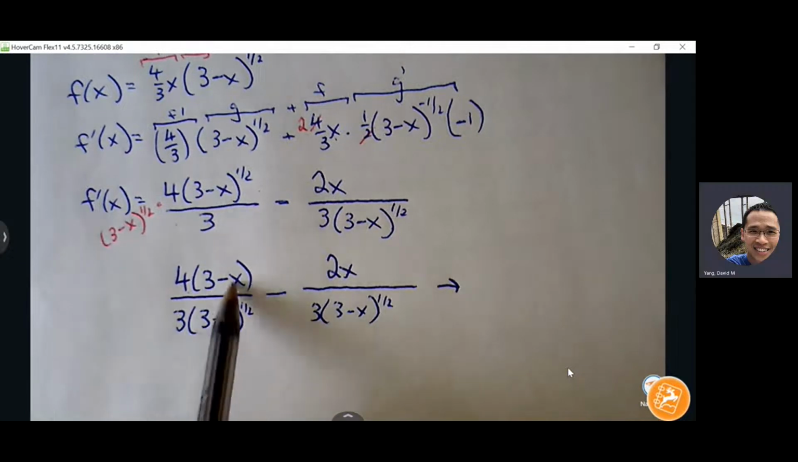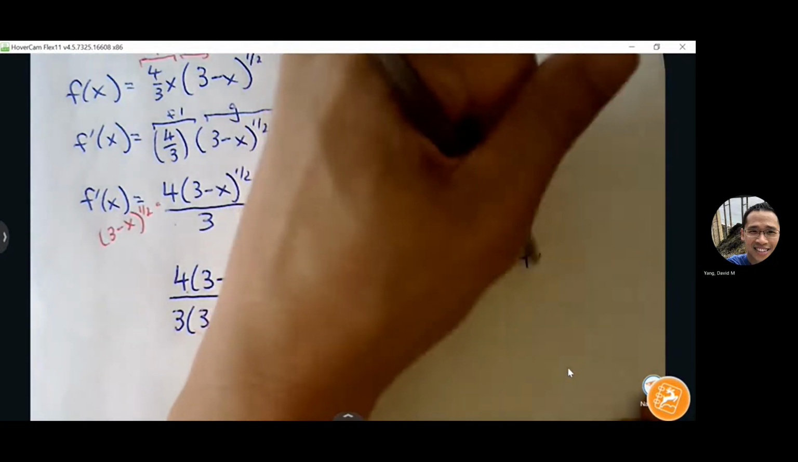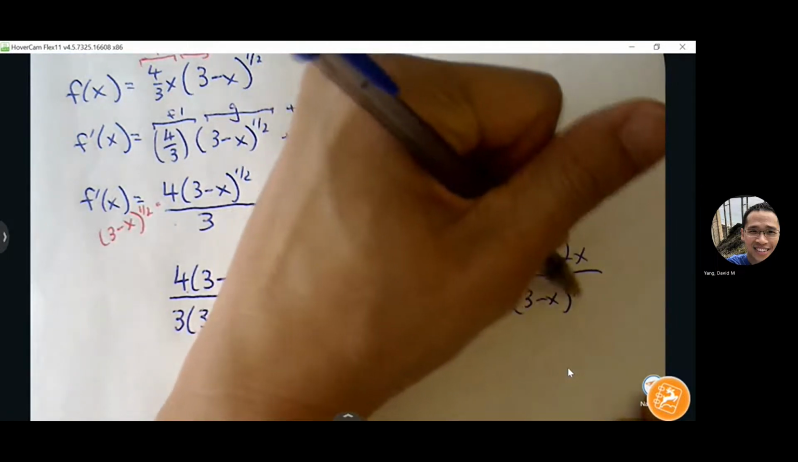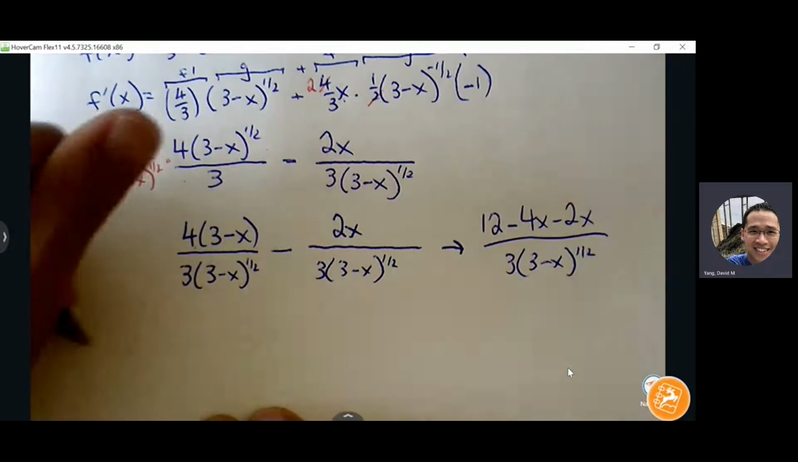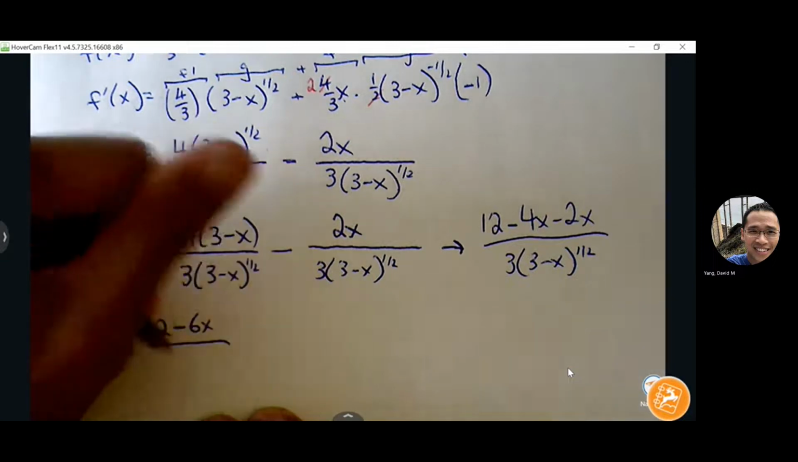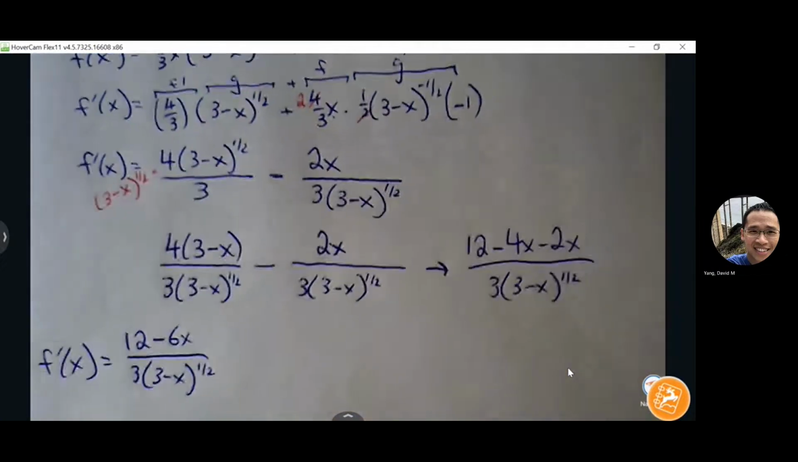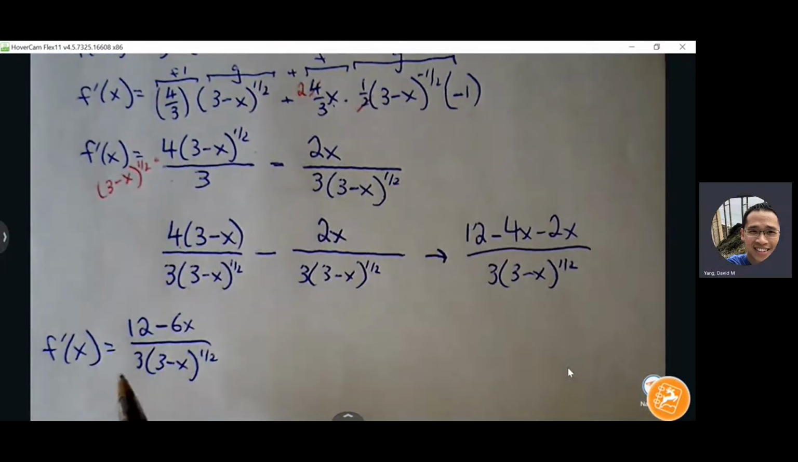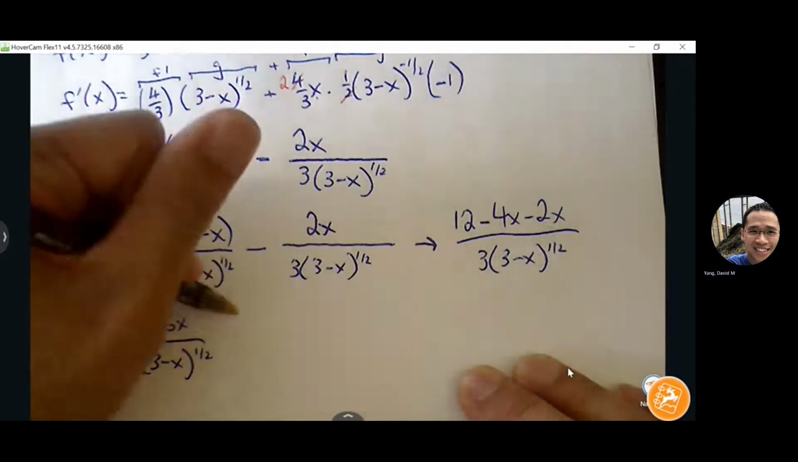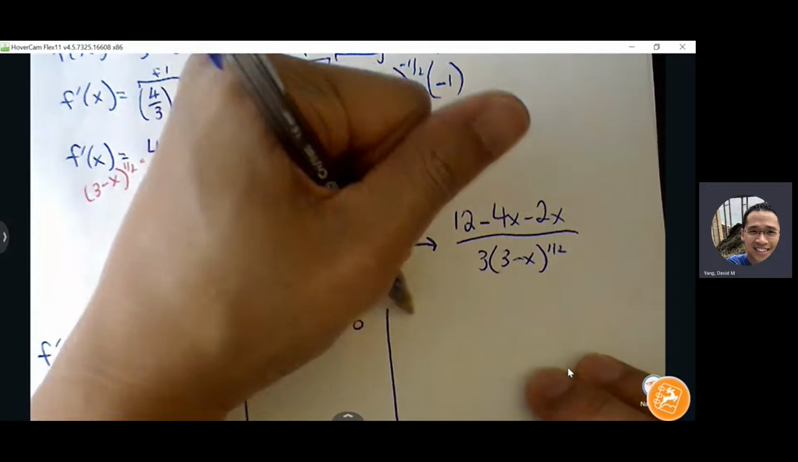Okay, so this is 12 minus 4x minus 2x. Okay, so here's my cleaned up derivative. Good, so all that work, now we can look for critical points. We'll set the numerator equal to 0. We'll set the denominator equal to 0.